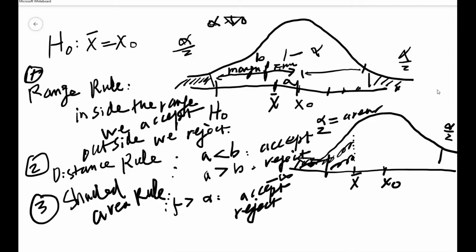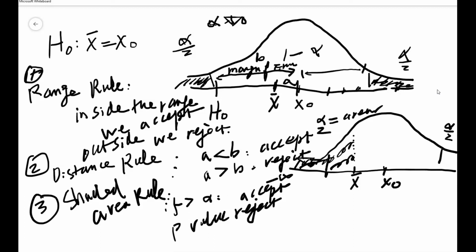And later, you will see that this area actually is the p-value. Okay, I'm going to repeat this concept. For the two-sided test, we have the left tail and the right tail. The left tail is half alpha, and the right tail is half alpha. The middle we call the confidence interval.